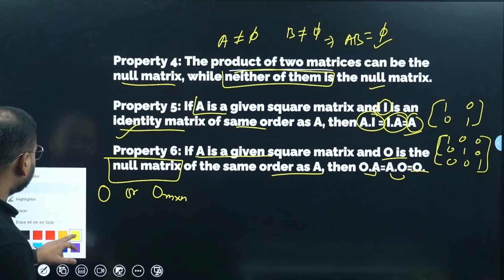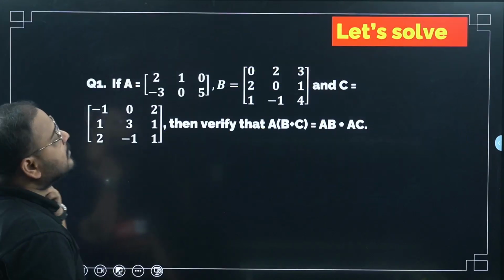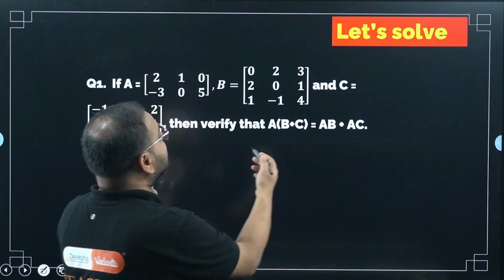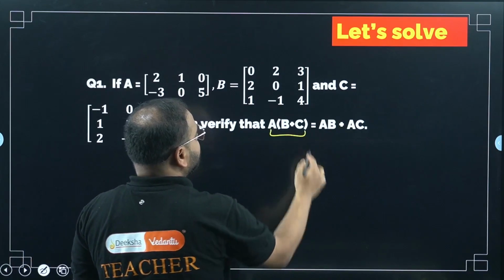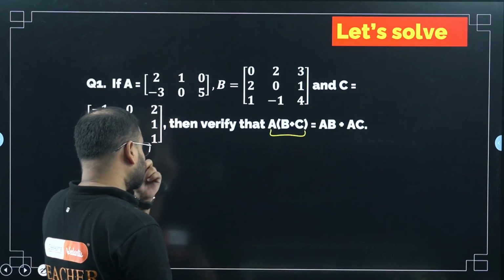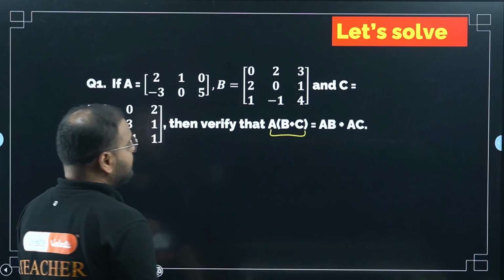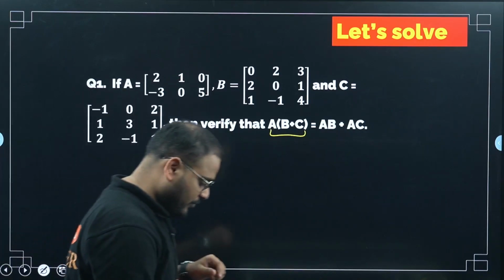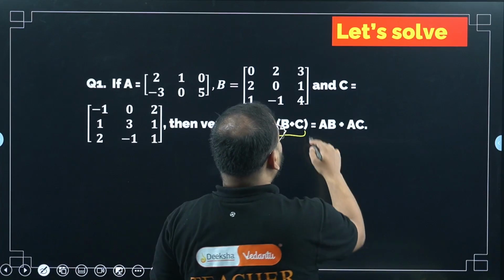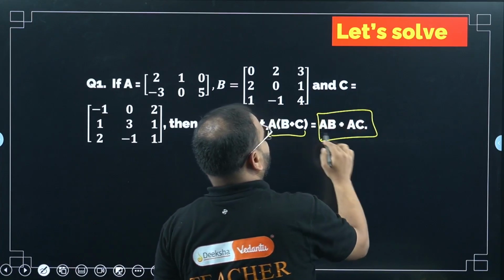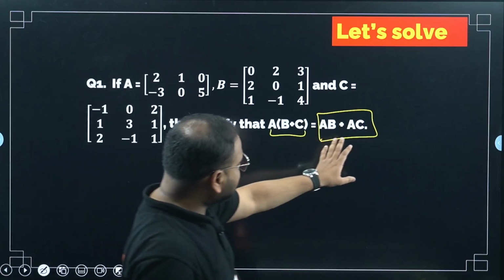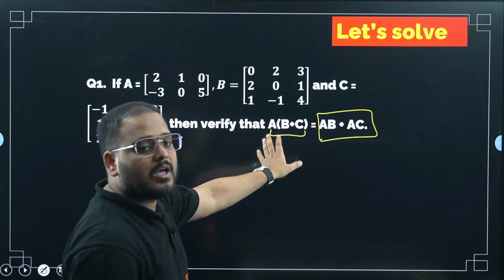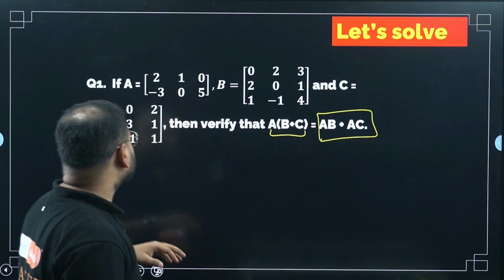Okay, sir, or the null matrix itself. Moving on, the first question is worked on what? It is the distributive law, no? A times (B plus C) is equal to AB plus AC. This is the distributive law. So we will try to solve the RHS part first. We'll find AB and AC first, and then we'll add them, and then we'll see whether it is equal to A times (B plus C) or not.